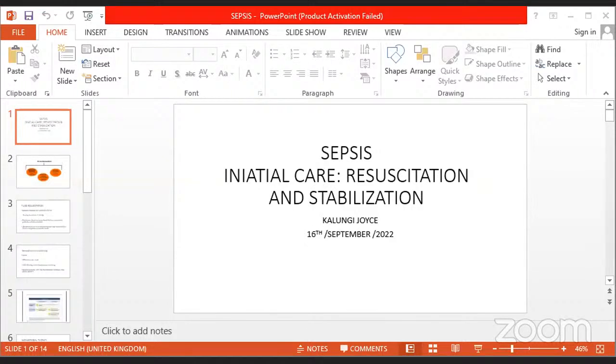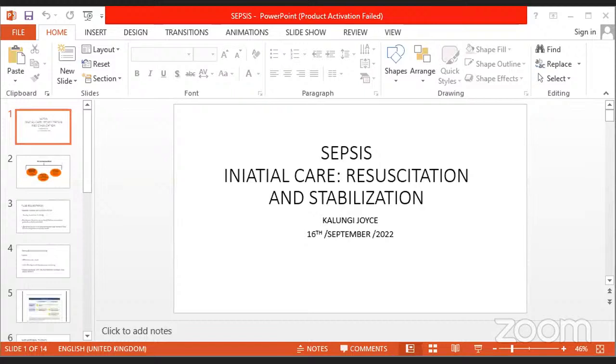The recommendation says that the 30 mils per kg should ideally be given within 3 hours. But I guess maybe what you're trying to ask is about the flow of events, like when the patient appears in the emergency room or in the ICU, at what intervals are you going to give the fluids?